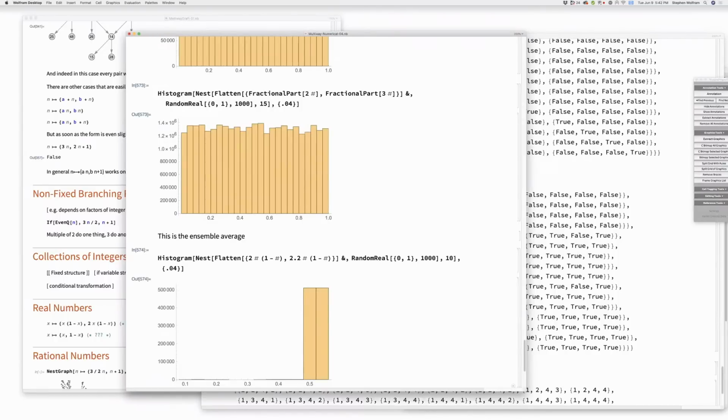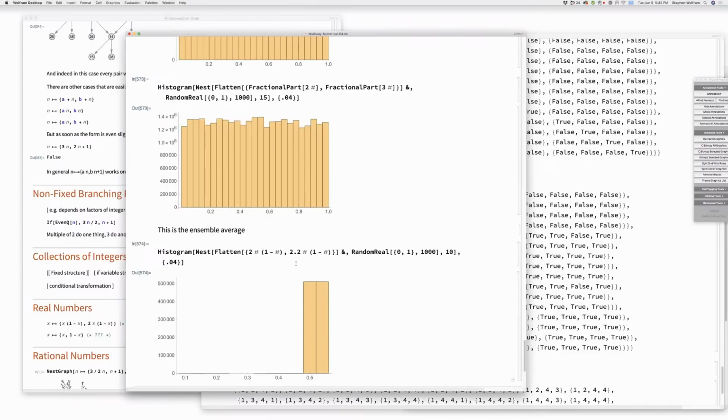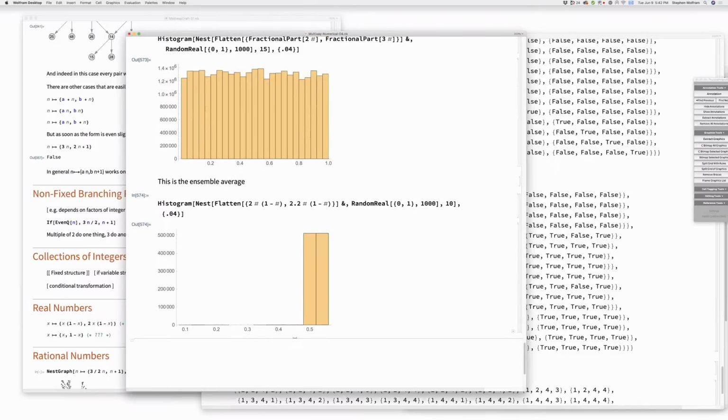Oh gosh. Well, I'm wrong. No, I'm not wrong. That goes to a fixed point. That goes to a fixed point. That's correct. That's exactly what I would expect.